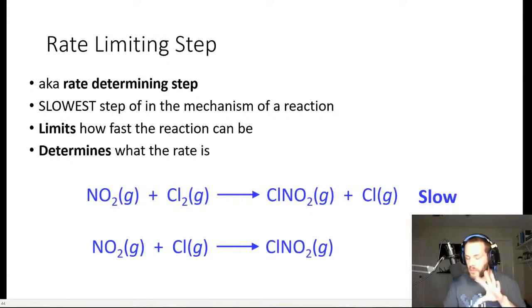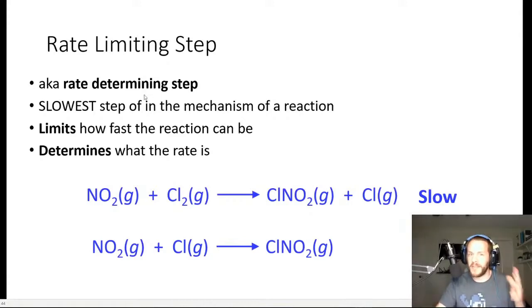What is the relationship between a reaction mechanism and its elementary steps to the overall rate law of a chemical reaction? One thing that will really help us to understand this is the concept of a rate limiting step. It's also called a rate determining step. These are interchangeable terms. They are synonyms.